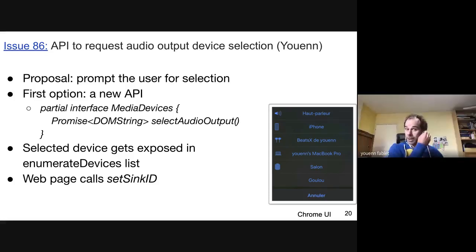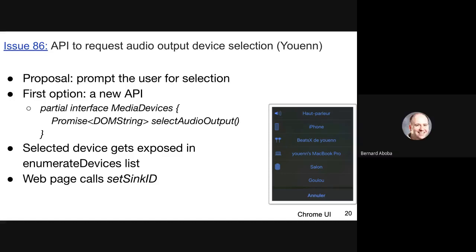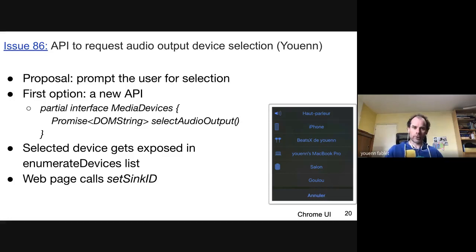One is a new API. So basically, you add an API which is selectAudioOutput. The web page wants the user to select a speaker. It returns a DOMString, and then you can use setSinkId on however many HTMLMediaElements you actually want to set the speaker on. Of course, if the device is selected there, then it can be exposed in any device list.